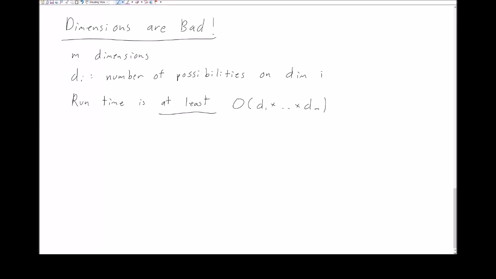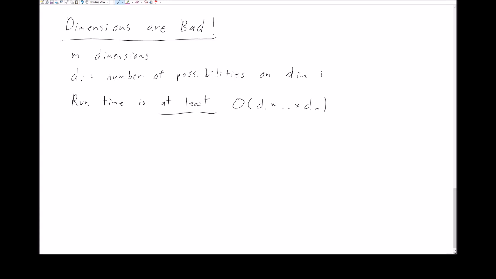Separating the computation into stage and state and configuring it inside of a computational matrix is going to be very helpful when we think about implementing a dynamic program. But we should be careful about dimensions. Dimensions are inherently a bad thing.